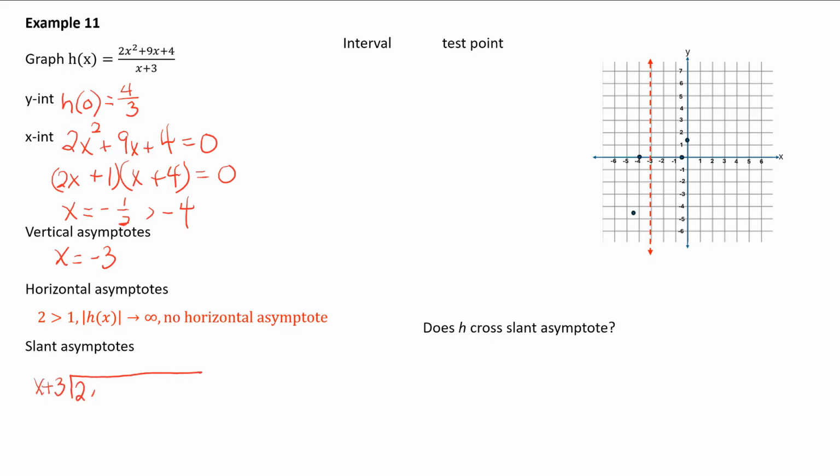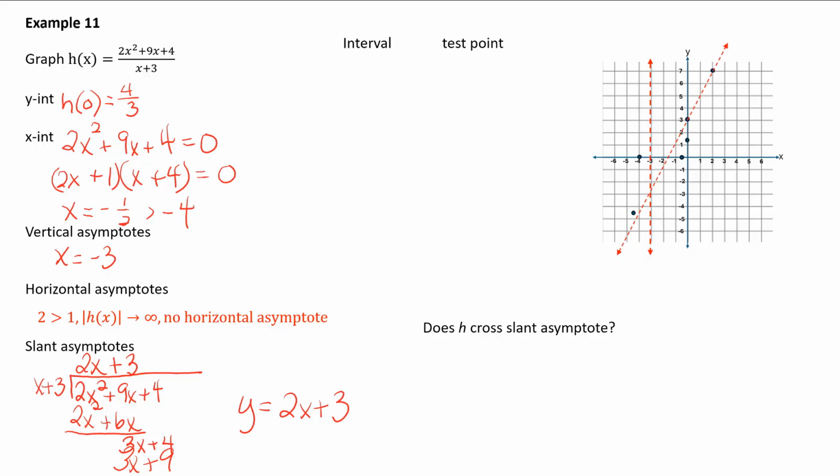So we'll divide by x plus 3, and x goes into 2x squared, 2x times, and multiply 2x squared plus 6x, subtract, and you've got 3x plus 4, and then x goes into 3x 3 times, multiply, and you get 3x plus 9, and so you have a remainder, but the remainder doesn't matter. You just want to look at this line, y equals 2x plus 3, and graph that. So the y-intercept is 3, the slope is 2, so that's what the slant asymptote looks like.